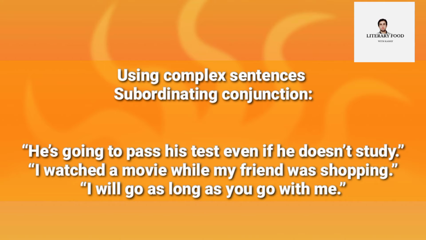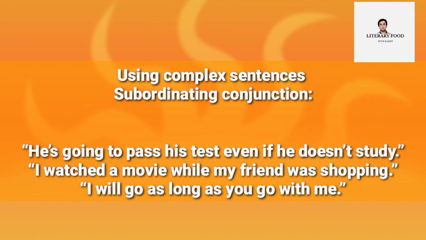Now, using complex sentences having subordinating conjunctions, as mentioned, complex sentences are useful because they can indicate a very specific relationship between two ideas. Depending on what relationship we would like to indicate, we choose a specific subordinating conjunction. For example, he is going to pass his test even if he doesn't study. That indicates a specific outcome despite a hypothetical action.